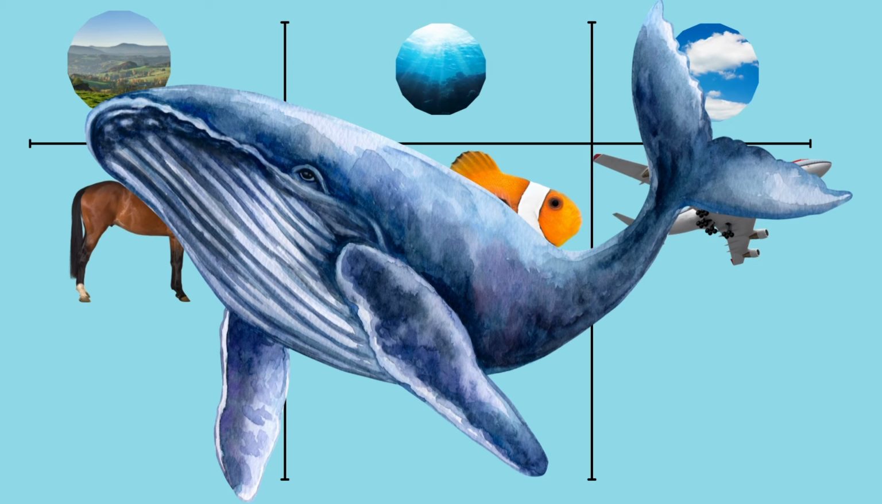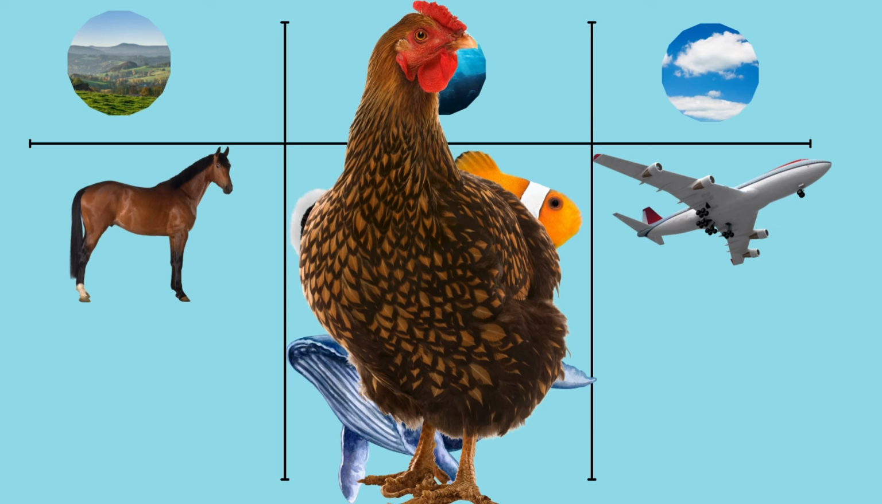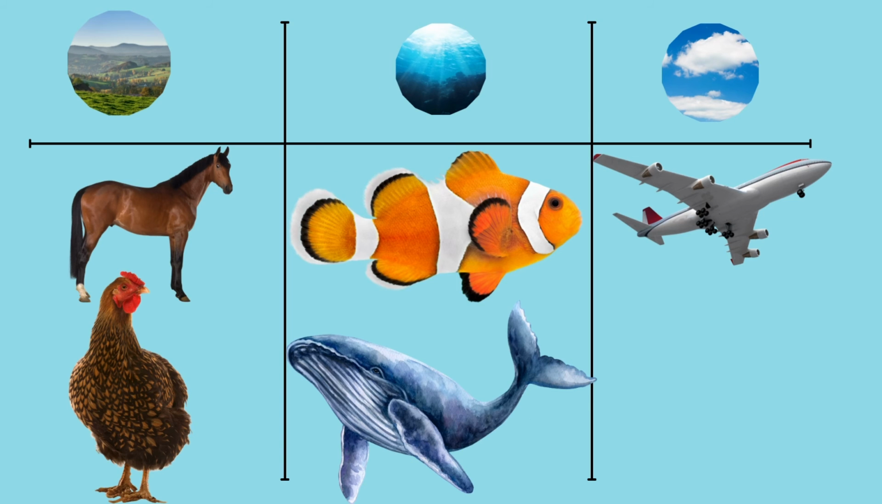This whale, does it live on land? Does it live in water? Or does this whale live in the air? This whale lives in the water. This chicken, does it live on land? Does it live in the water? Or does it live in the air? This chicken lives on land.